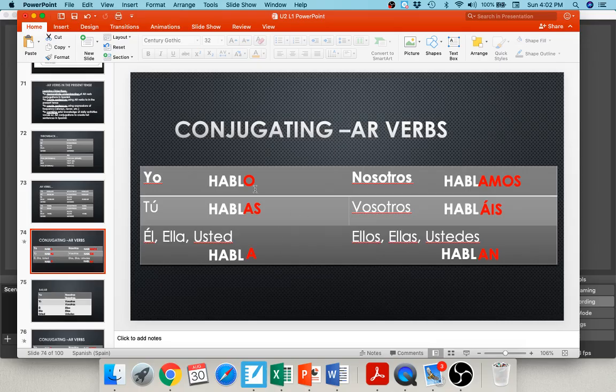So for hablar, we're going to take the AR off and add an o. Hablo, I talk. In the tú form, take off your AR and add as. Hablas, you talk. In the he or she form, take off your AR and add back an A. Habla, he or she talks. So hablo, hablas, habla, hablamos, habláis, and hablan.